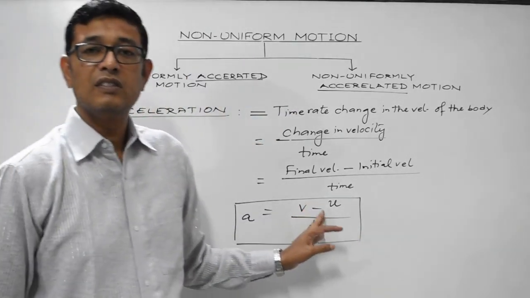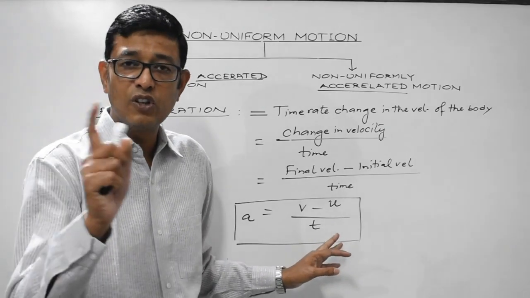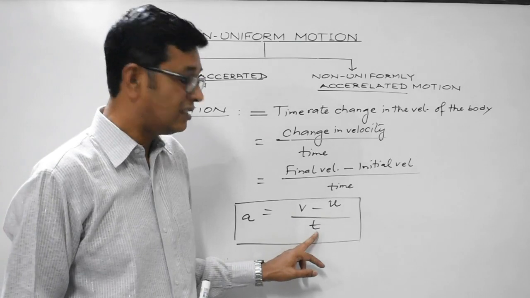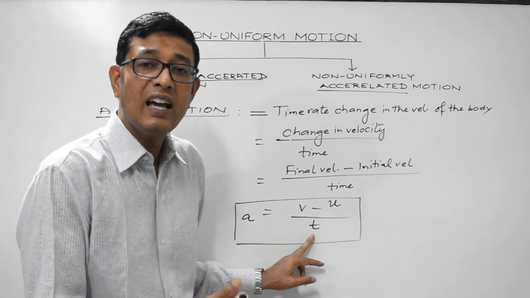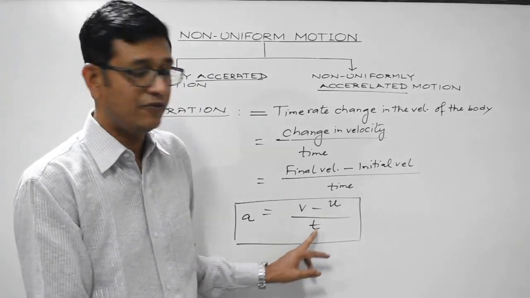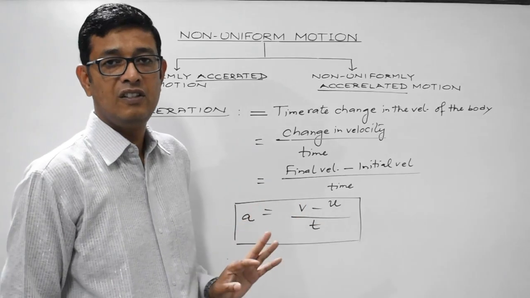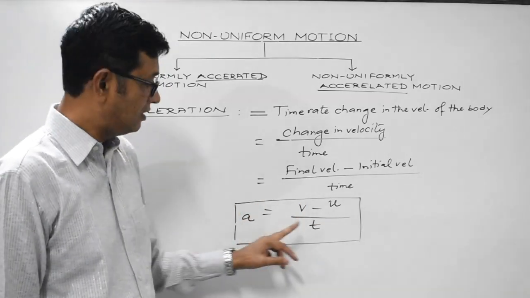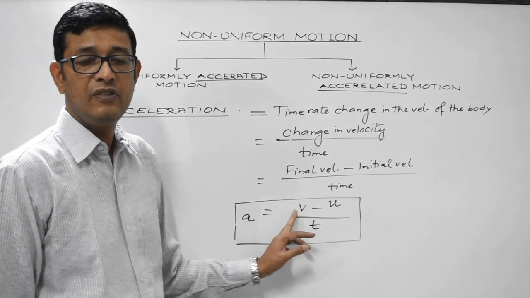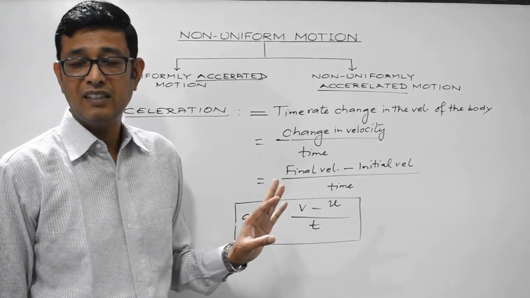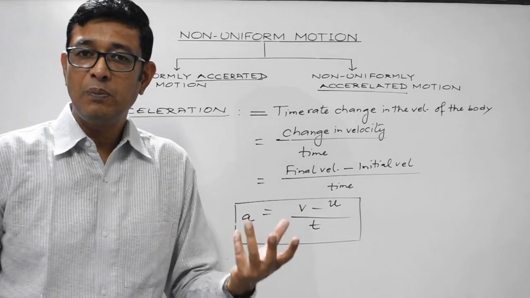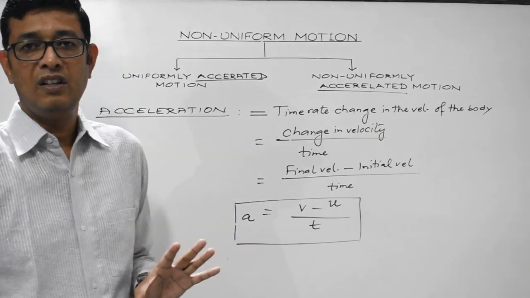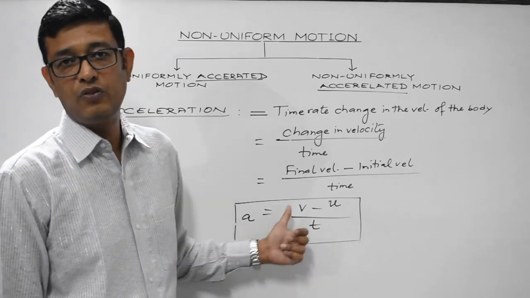So students, here U is the initial velocity of the body, V is the final velocity of the body, T is the time during which the body has changed its velocity from U to V. So, acceleration of a body is defined as the time rate change in the velocity of the body. That is, the change in the velocity of the body per unit time is known as its acceleration. So, mathematically, a is equal to (v minus u) by t.